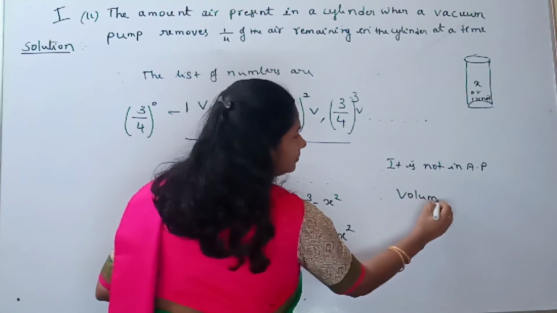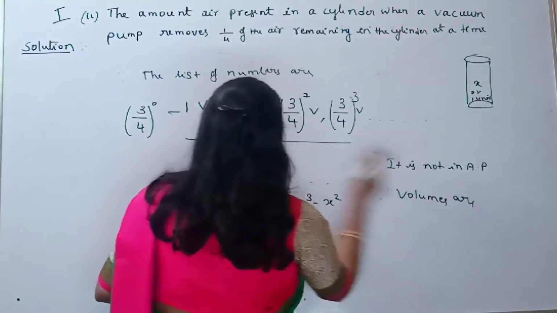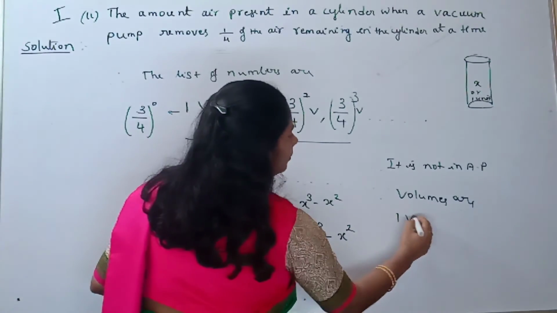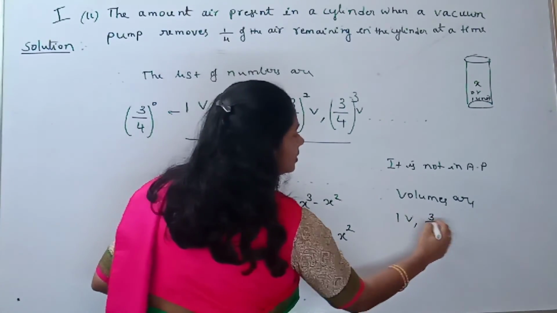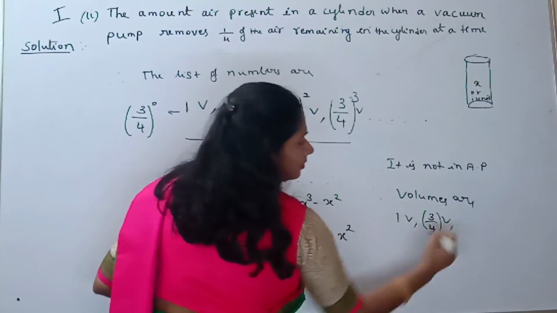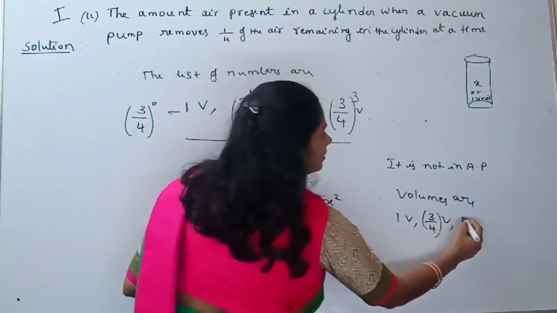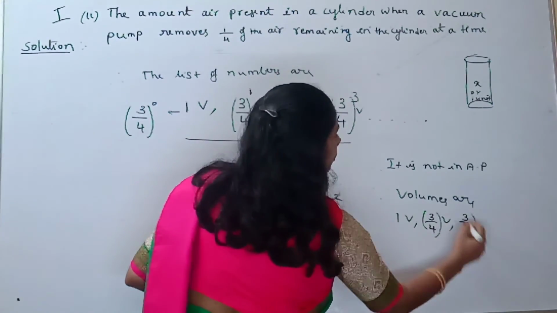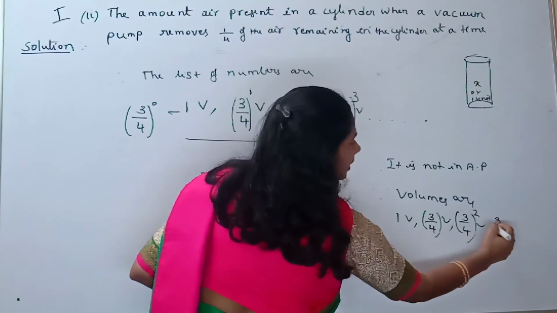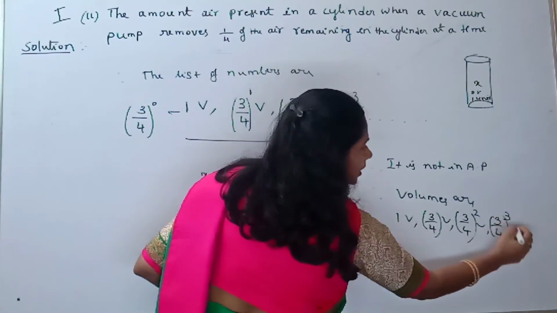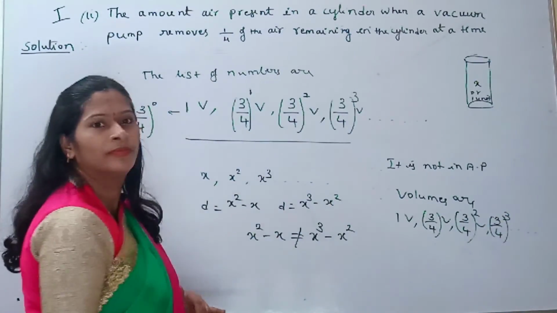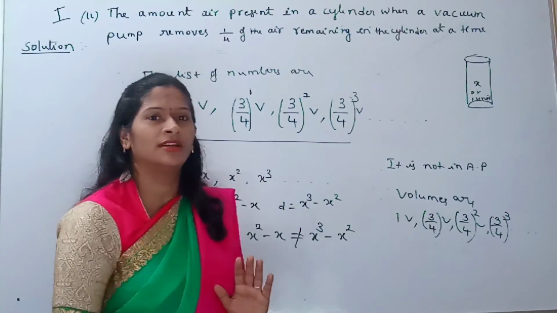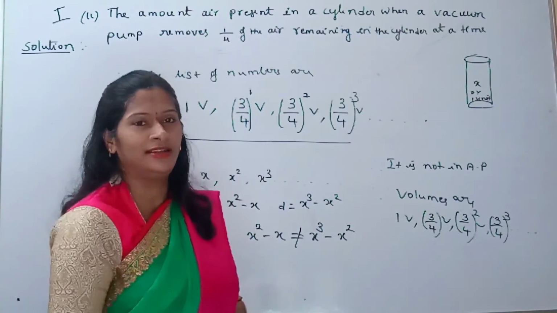Therefore, the volumes are, you will get, 1 unit, then 3 by 4 unit, next 3 by 4 whole square unit, 3 by 4 whole cube unit, and so on. So this situation does not form an AP.